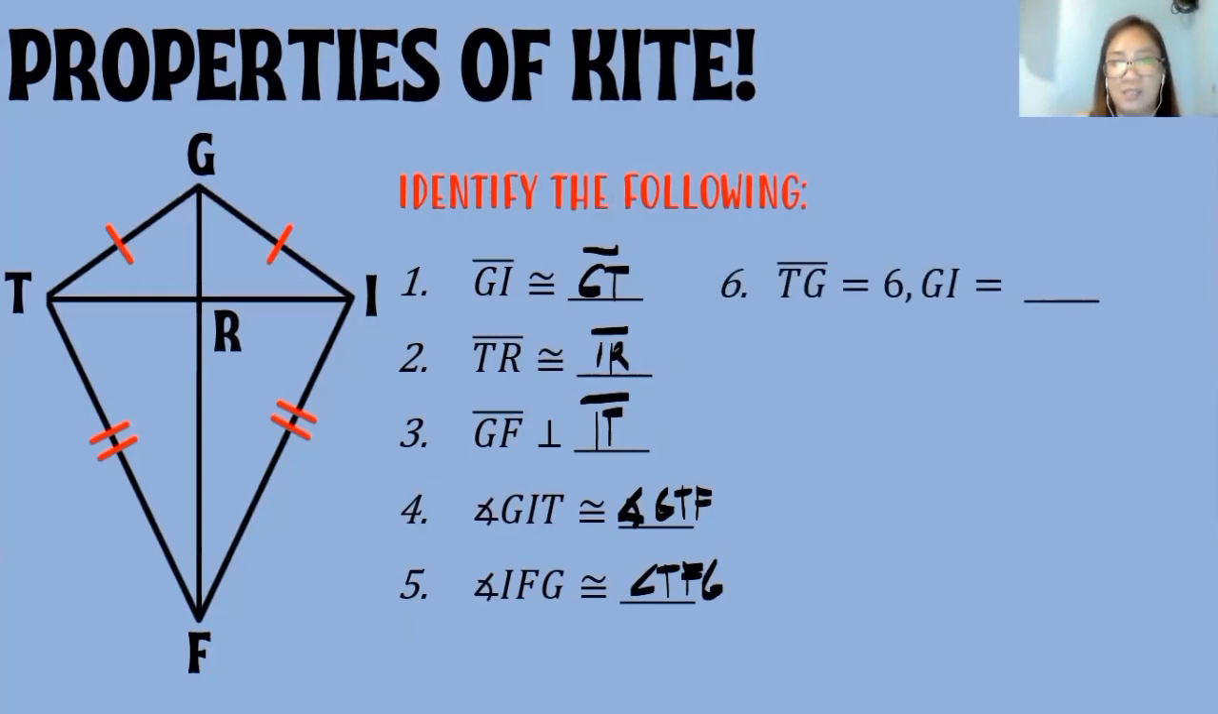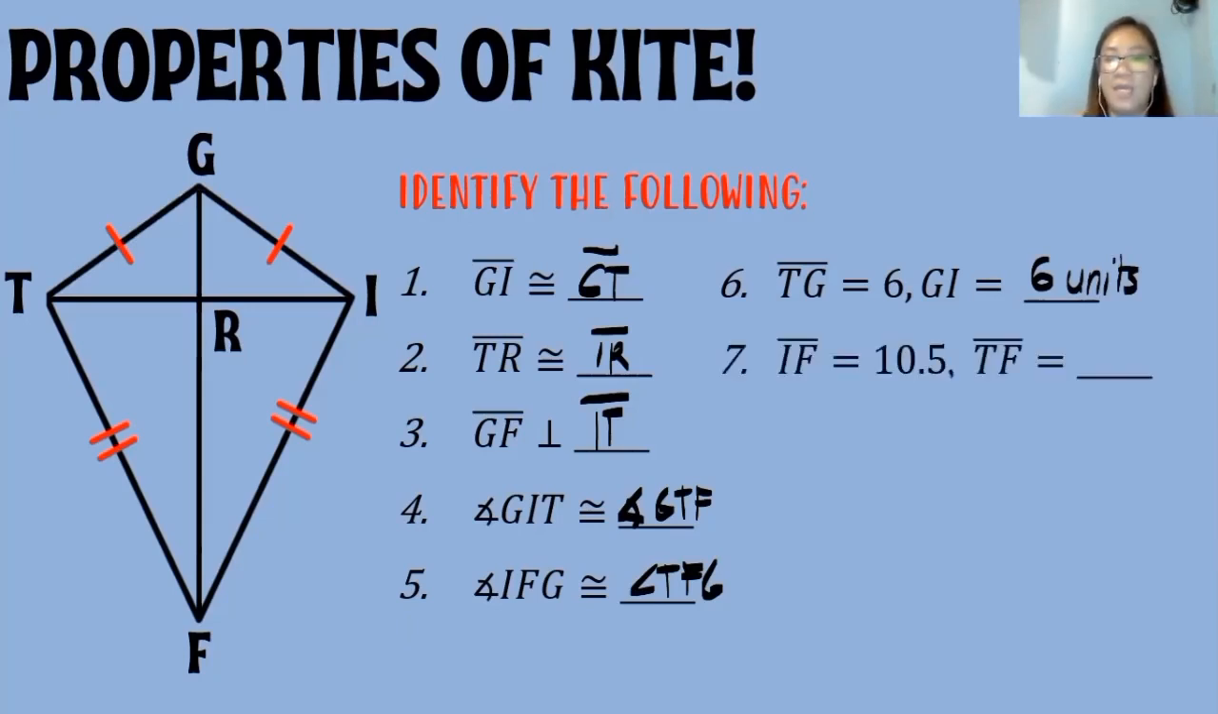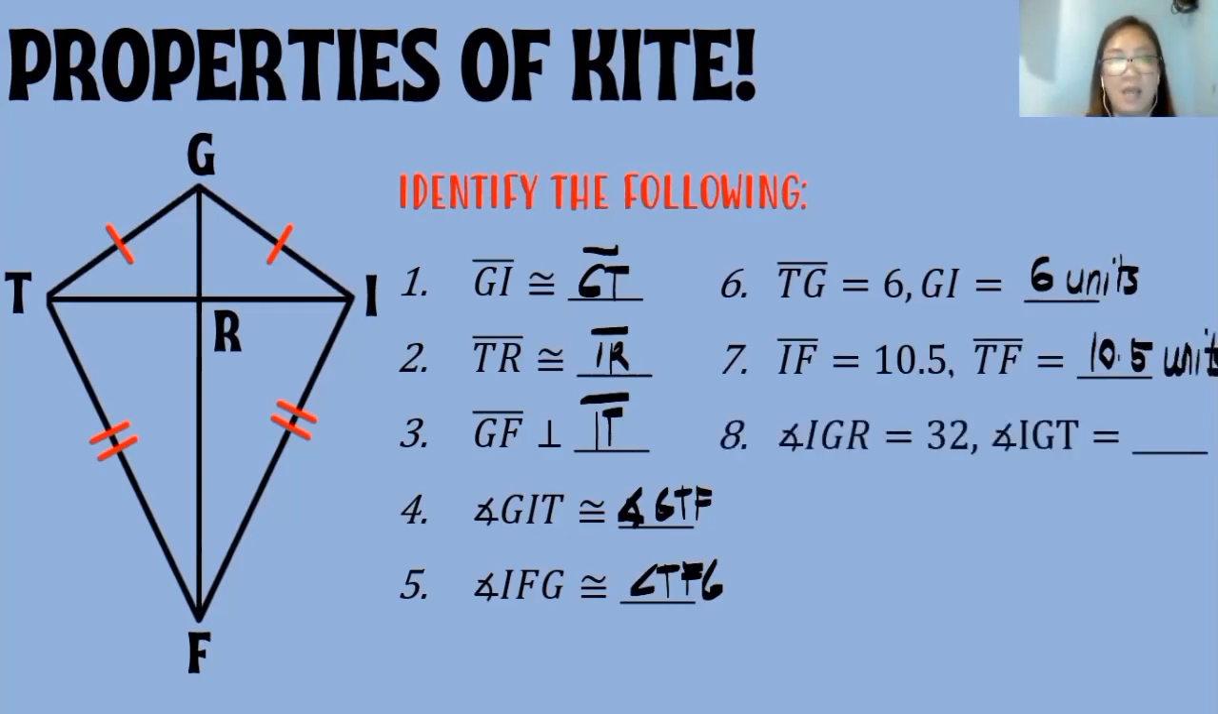Okay, number 6. If TG is 6, how long is GI? Since they are congruent, GI is also 6 units. If IF is 10.5, then how long is TF? This is also 10.5 because they are adjacent congruent sides. Okay. Next, number 8, angle IGR is 32. How about IGT? Okay, this is 32.